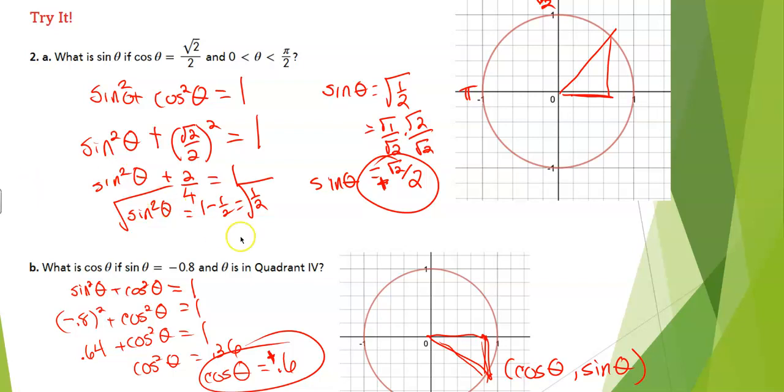But this one would come out to be the sine of theta would be square root of 2 over 2, because if you remember, it's a 45-45 triangle. So the sides are the same. And then the cosine of this particular angle ends up being a positive 0.6.